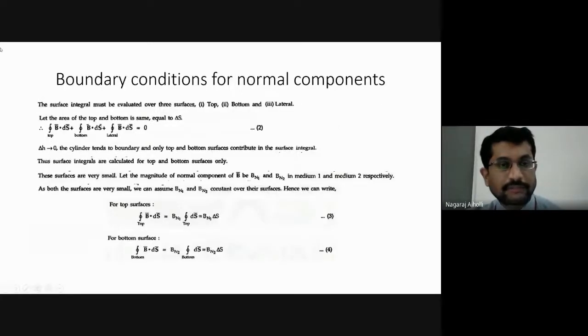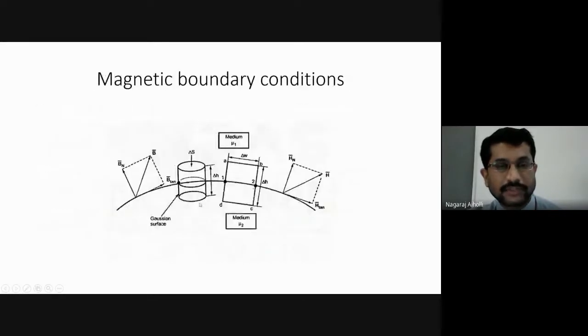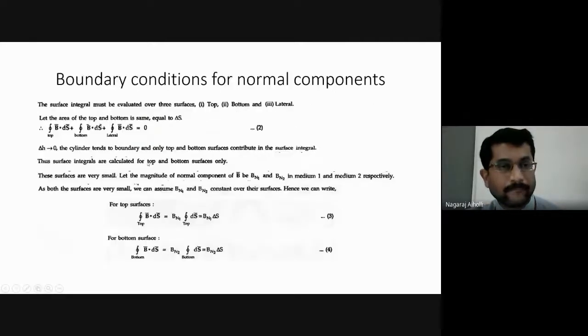The surface integral must be evaluated over three surfaces: top, bottom, and lateral. Let the area of the top and bottom be the same because they are identical. The top surface and the bottom surface, their area is also identical. Let us take the area as delta S. Let the area of the top and bottom surface be the same, equal to delta S.